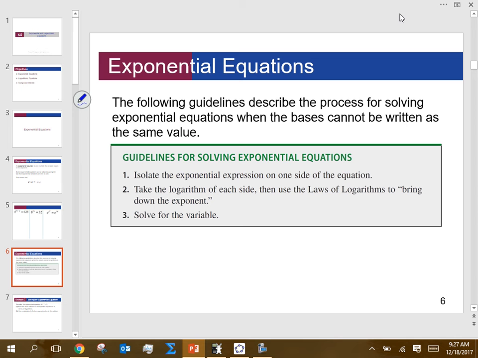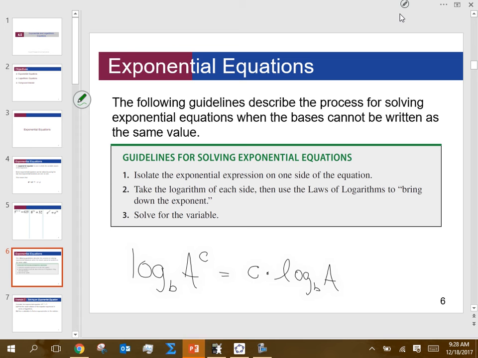Step 2 says take the logarithm of each side. And we're going to use the law of logarithms to bring down the exponent. Remember, this is going to be kind of your best friend with this stuff. Remember that law of logarithms we talked about Friday? If I have the logarithm of some base of a raised to an exponent c, you can rewrite that as c times the logarithm of that base of that argument.